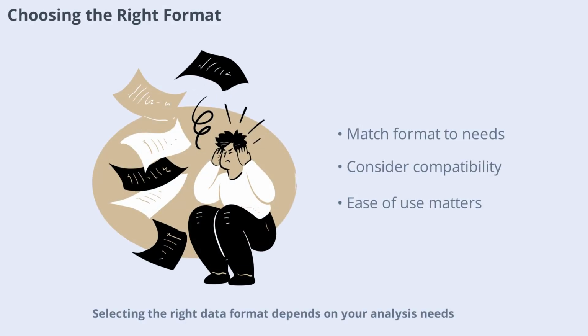Selecting the right data format depends on your analysis needs. If you need simplicity and compatibility, CSV is a great choice. For more advanced analysis and visualization, Excel offers powerful tools. When dealing with web data or APIs, JSON is often the best option. Understanding the strengths and limitations of each format helps you make informed decisions and ensures your data is easy to work with throughout your project.